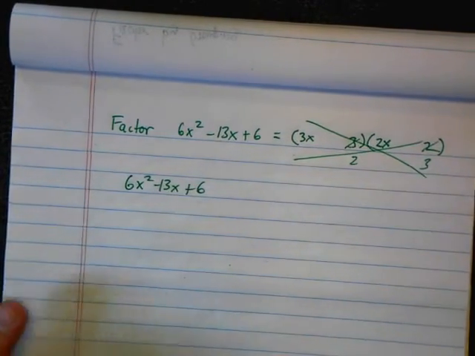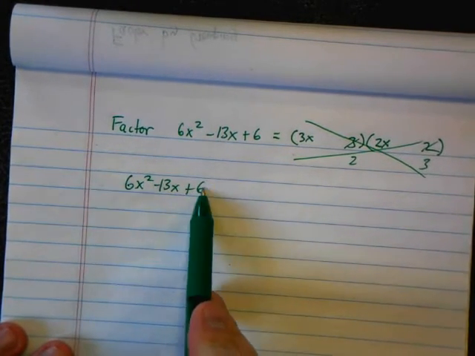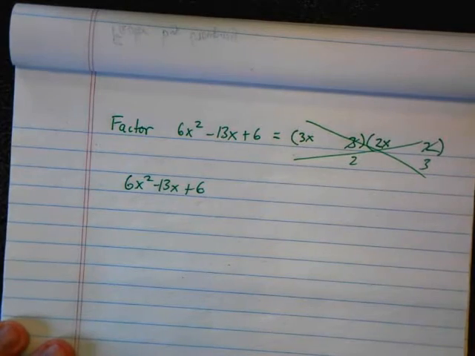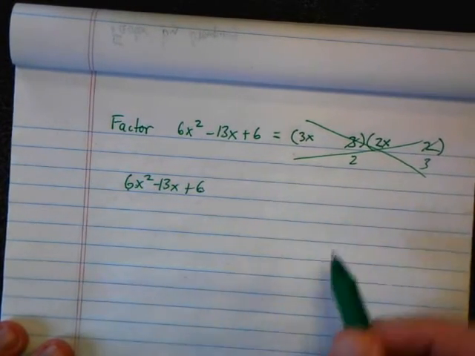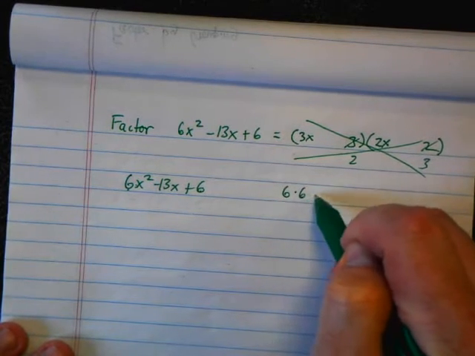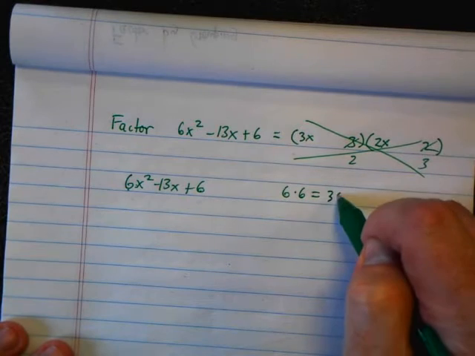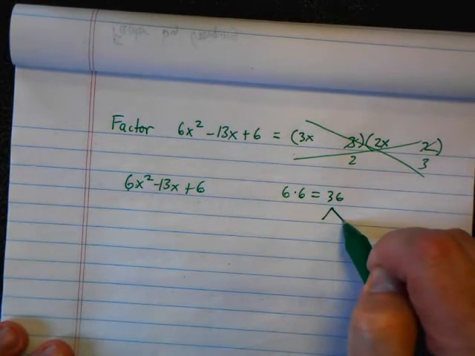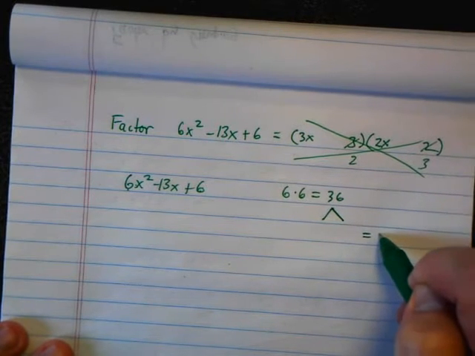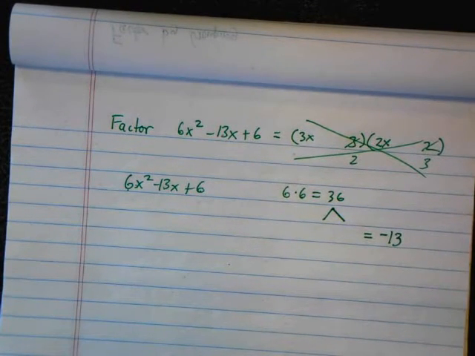And here's how this grouping technique works. We notice we have 3 pieces. We notice there's no GCF. We start by multiplying the numbers on the end. So we take 6 times 6. What's 6 times 6? 36. We then need to factor the number 36 to try to make it work out so that the 2 numbers add to be negative 13.